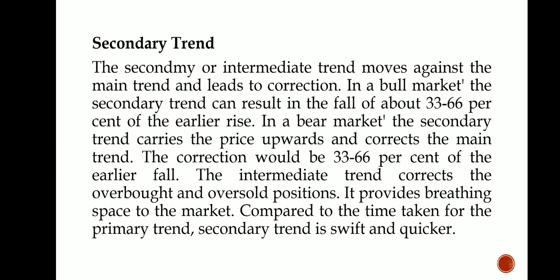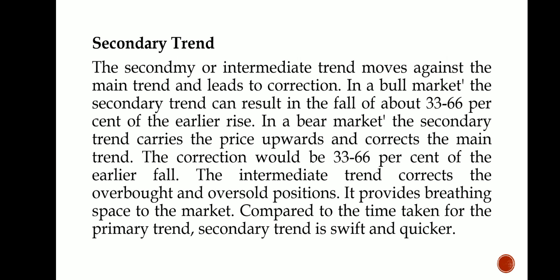Secondary trend. The secondary or intermediate trend moves against the main trend and leads to correction. In a bull market, the secondary trend can result in a fall of about 33 to 66% of the earlier rise. In a bear market, the secondary trend carries the price upward and corrects the main trend. The correction would be 33 to 66% of the earlier fall.